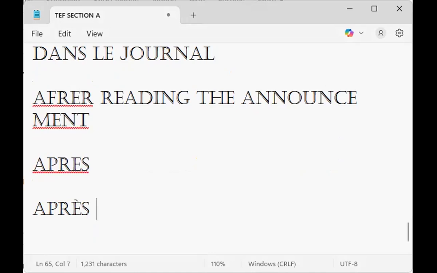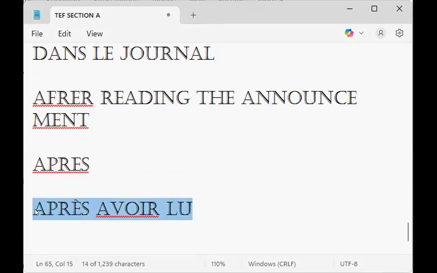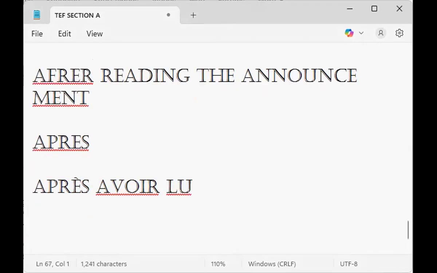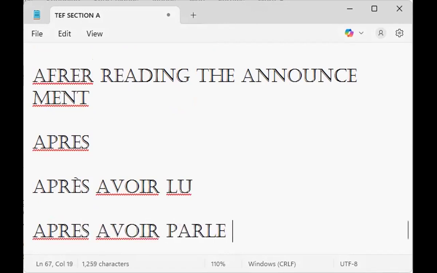You need to use avoir plus the past participle of the verb. Après avoir lu. It means after reading. If I say after speaking to you: après avoir parlé, with é aigu. Parler. C'est clair. Is it clear to you? Tell me yes or no. Yes, sir. Après avoir parlé. É aigu is the accent symbol.